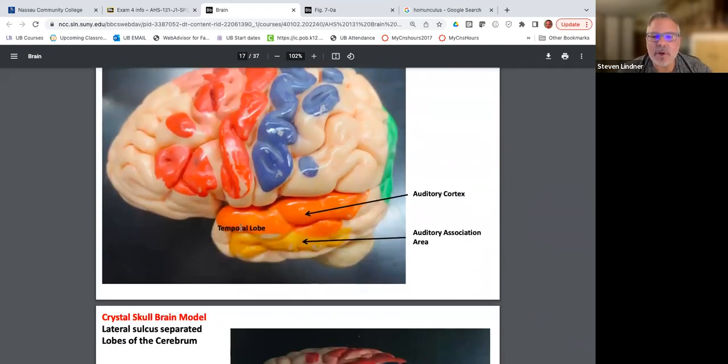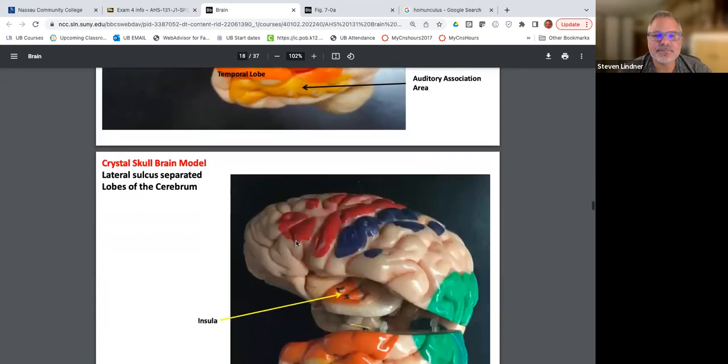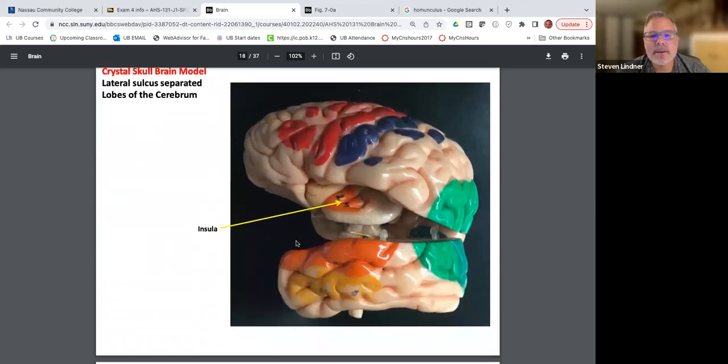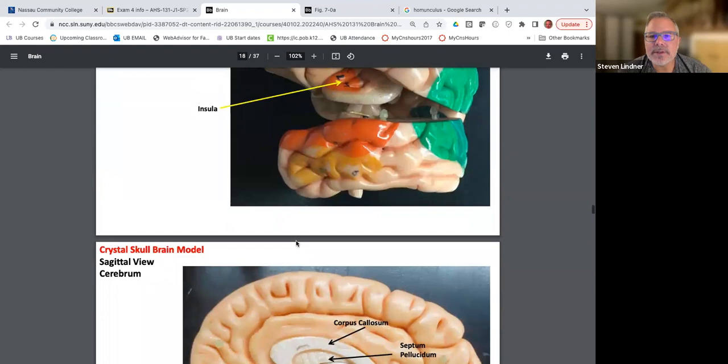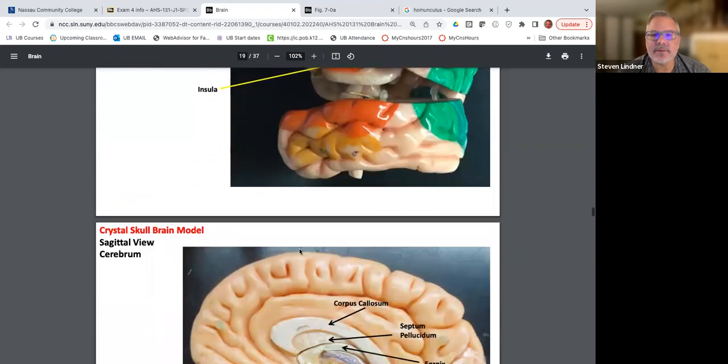Okay, in the temporal lobe, this is where we have the hearing center. So the orange strip on top is the auditory cortex, and just below it is the auditory association area. And again, maybe the auditory cortex allows you to hear a song on the radio, and then the auditory association area goes, oh, I know that singer. I know who's singing it, right? It does all the interpretation of that information. Okay, we're going to skip the insula.